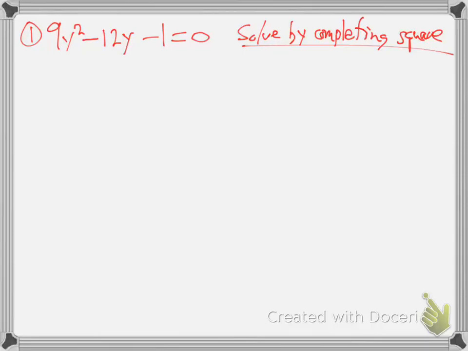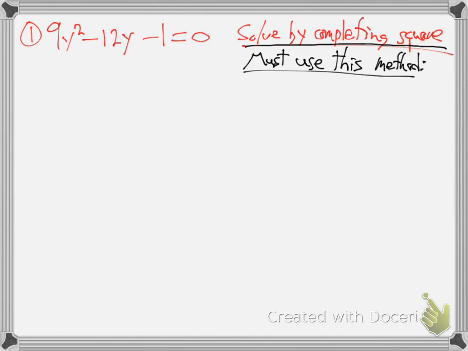Okay, so here we are on quiz number 11, question 1. Notice it says solve by completing the square. This means you must use this method. On the exam that we take, you're going to need to actually use the method of completing the square. In other words, you can't use the quadratic formula. So what's the first step?